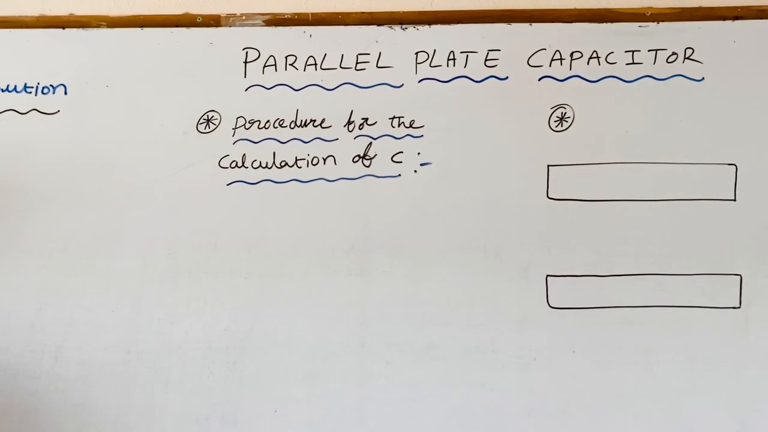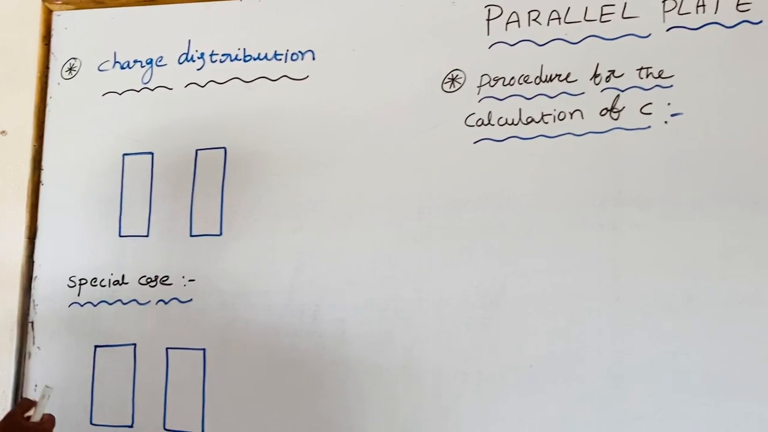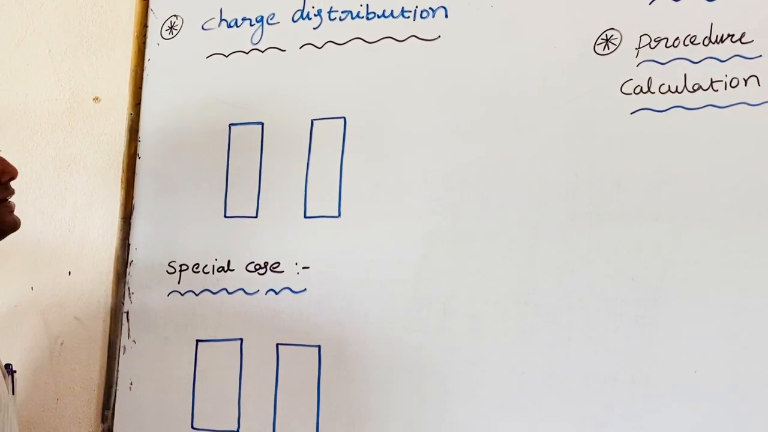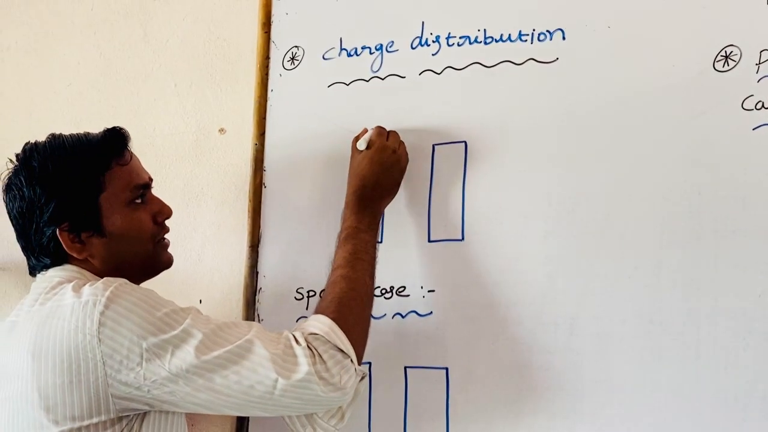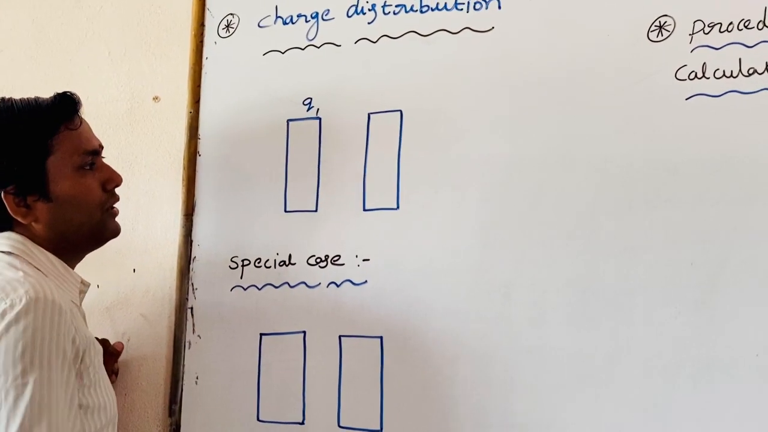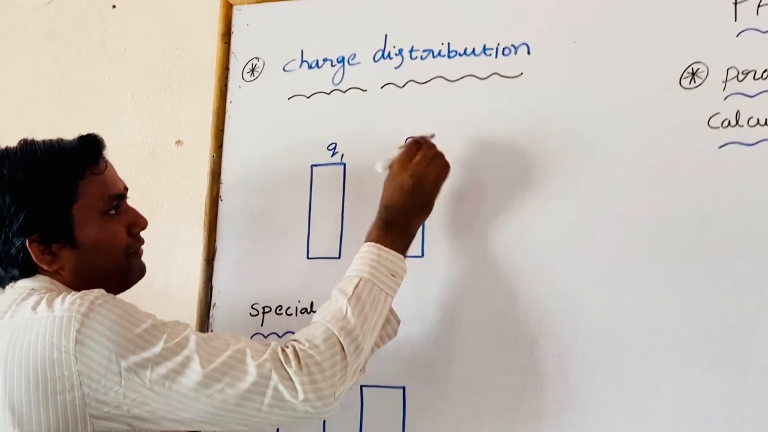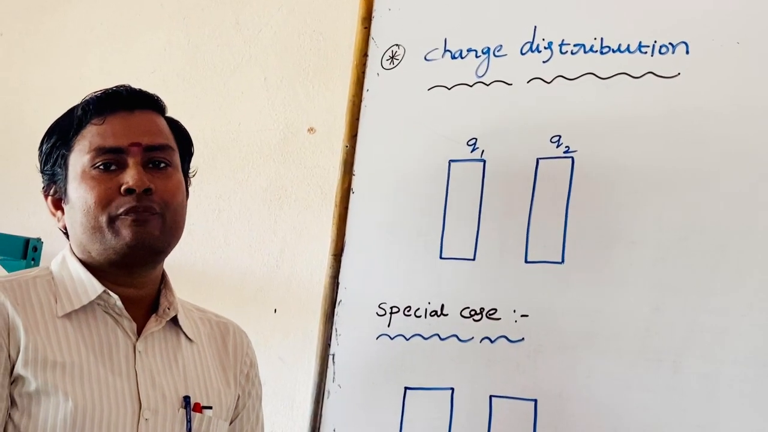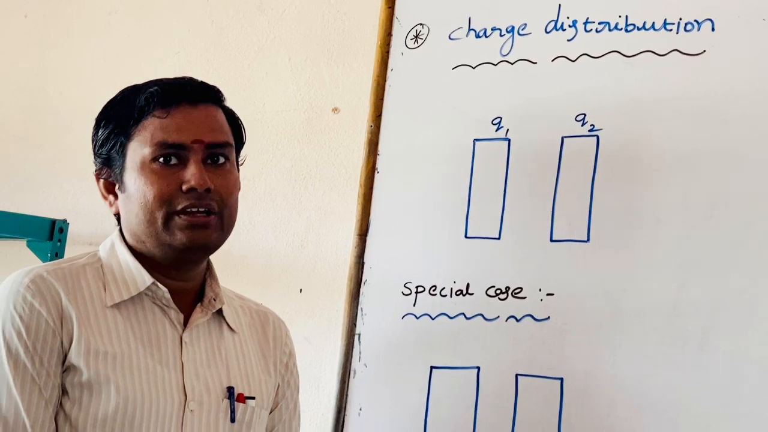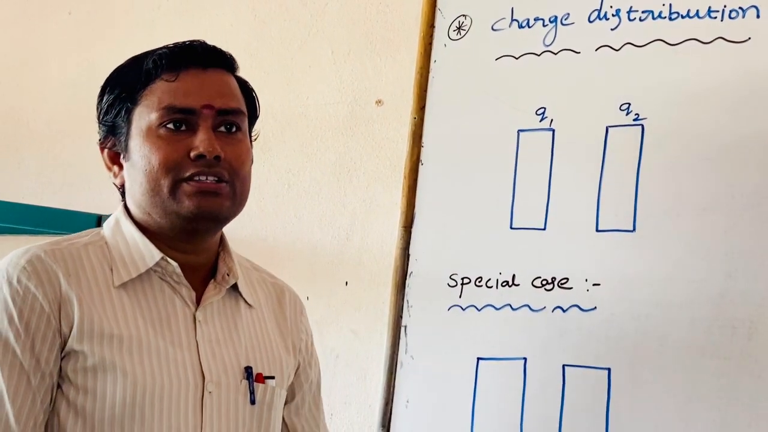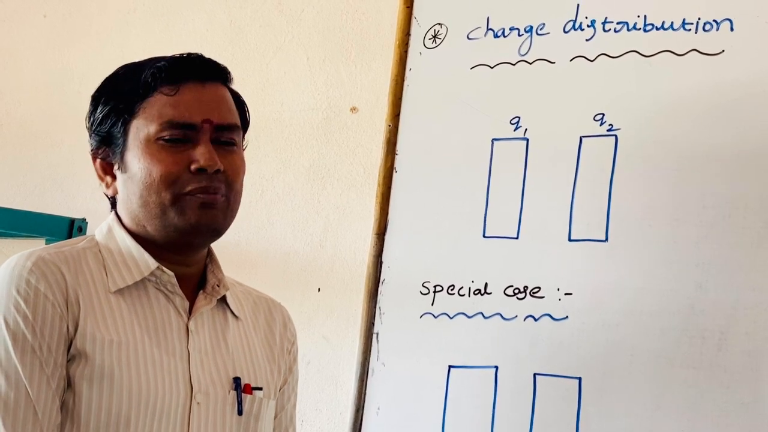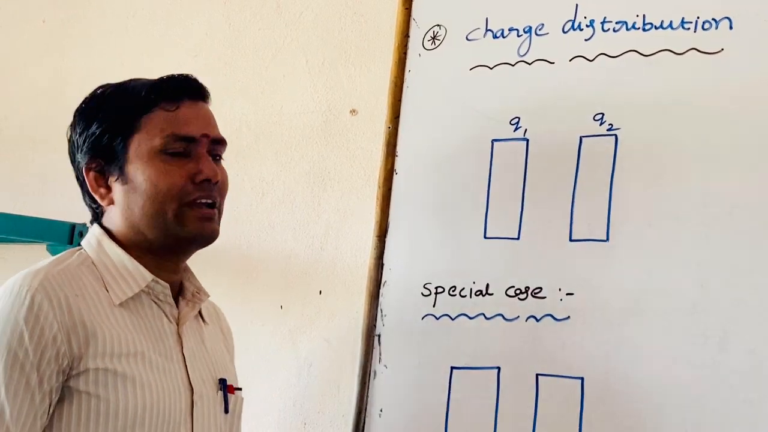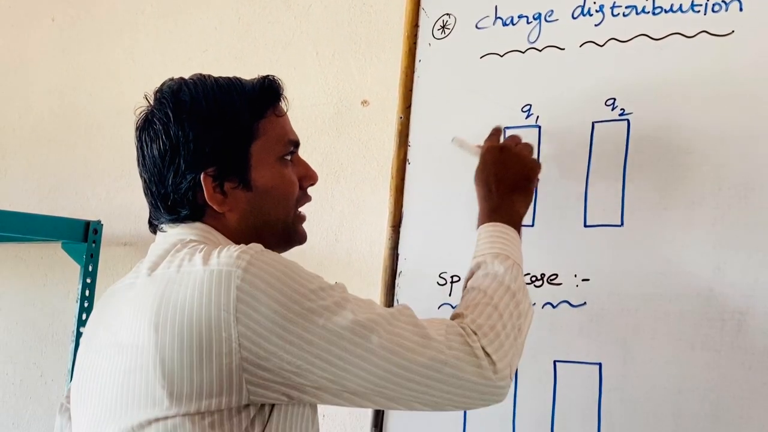First of all, here we are seeing two plates. These two plates are conductors. For the first plate, we are giving the charge Q1. For the second plate, we are giving the charge Q2. Whatever the charge, either Q1 or Q2, given to the plates of the conductor completely resides where? On the surface.